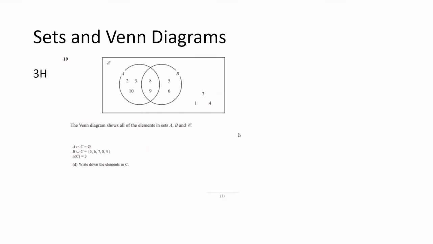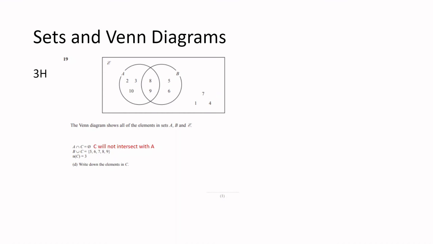Part D requires a little bit more thought here. We want to write down the elements of set C, which is not drawn on here, but it's described. We're told that A intersects C has got the 0 with a line through it. That's a null set. That means that there is no intersection between sets A and C. So none of the elements that are in A are in set C.